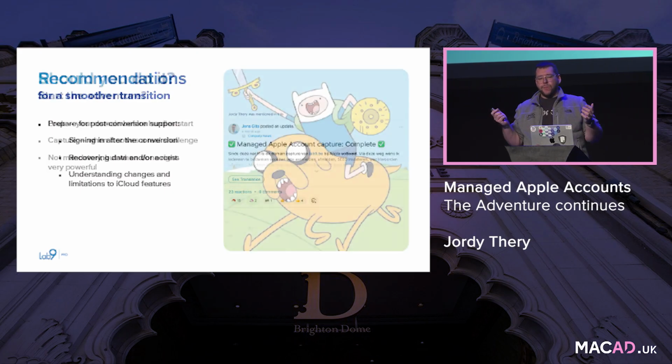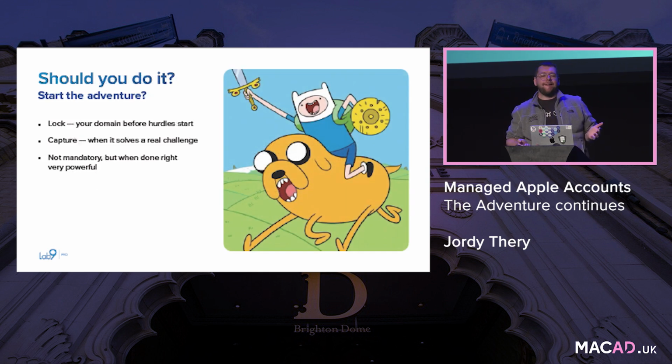So, should you do it? Locking the domain, yes, you can do that right now. You can open Apple Business in Chrome and just press the button. Capturing, if it solves an issue, right? To date, Apple doesn't really require it. It is getting more important.